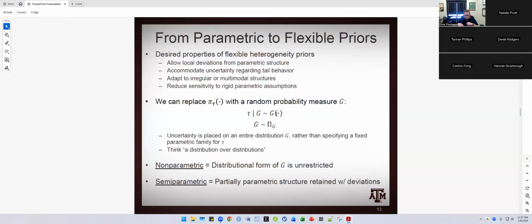Non-parametric versus here, semi-parametric. There's a better way to write these out, but in shorthand, if non-parametric, the form of whatever G is unrestricted. And if it's semi-parametric, then it partially retains a structure, but can deviate to some degree.